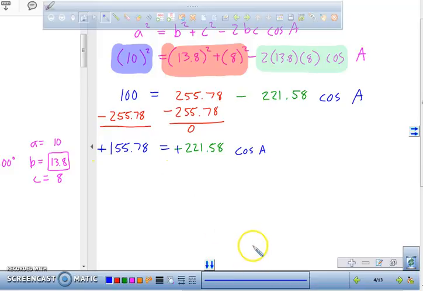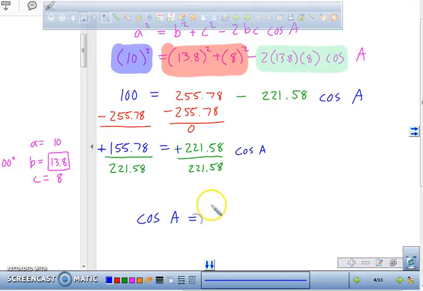Alright? So what's our final step before we take the inverse of cosine? Divide. So divide this out. Divide this out by 221.58. Alright, so here's what we have. We have the cosine of angle A equals this fraction, 155.78 divided by 221.58.